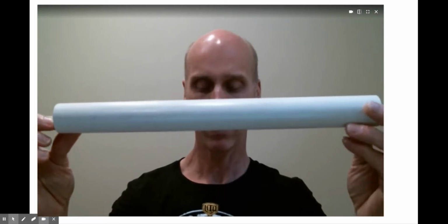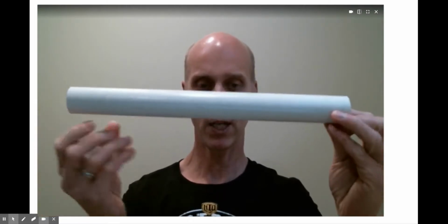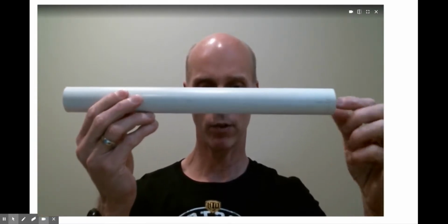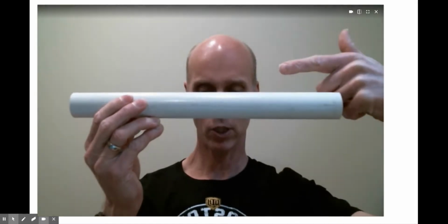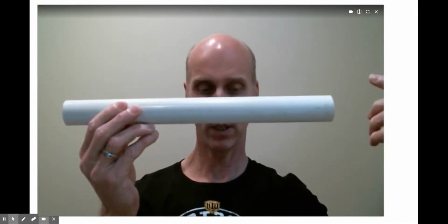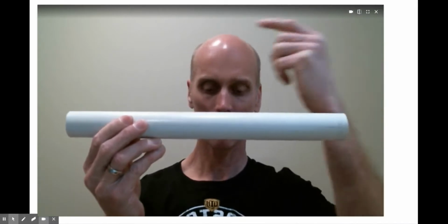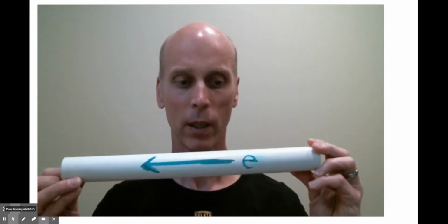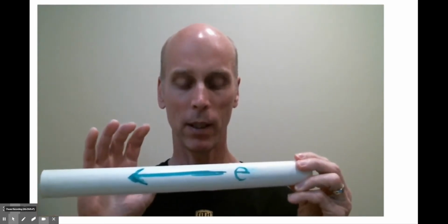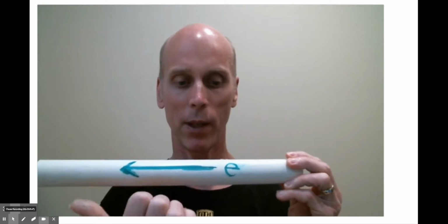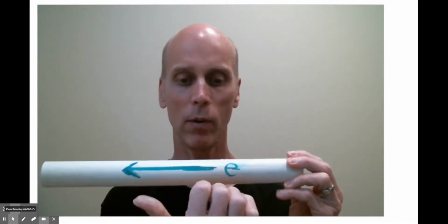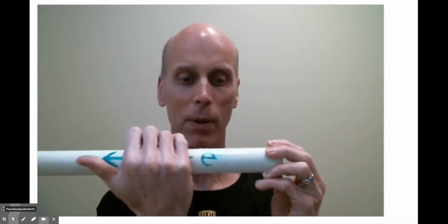But imagine that this is a wire, and imagine that this wire has electrons flowing in it in this direction. All right, so they're flowing from right to the left-hand side. Now I've labeled my PVC pipe to show the direction of electron flow. So I should be grabbing the pipe in such a way that my thumb points in the direction of the electron flow, and my fingers will wrap in the direction of the magnetic field.